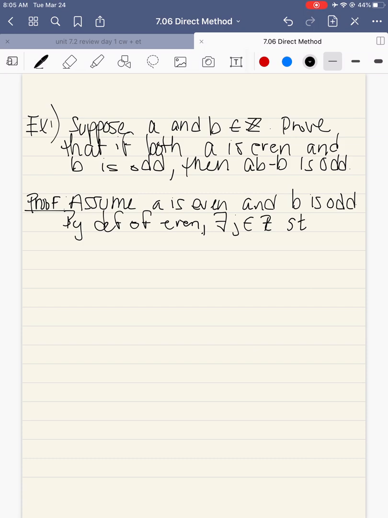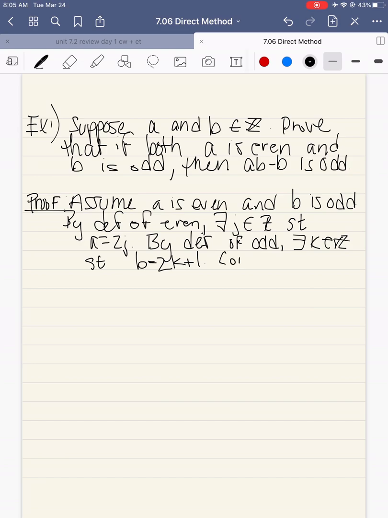And then I'm going to abbreviate such that with ST. So again, mathematicians were lazy. We like to abbreviate as much as possible. I'm sure some of you can identify with that. So from now on, we'll just abbreviate such that with ST. So there exists a J that is an integer such that A equals 2J. Now by the definition of odd, there exists a K that's an integer such that B equals 2K plus 1. So we've exhausted our definitions here, so now we can jump into the proof part.